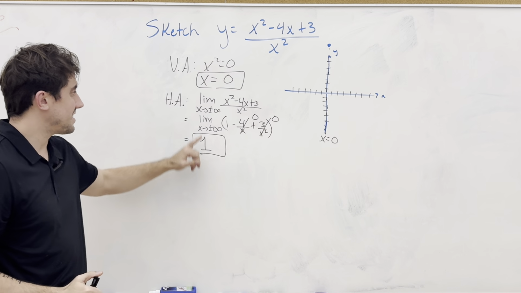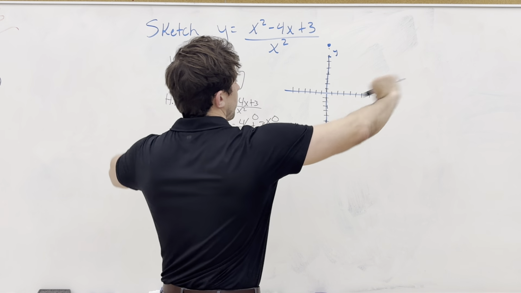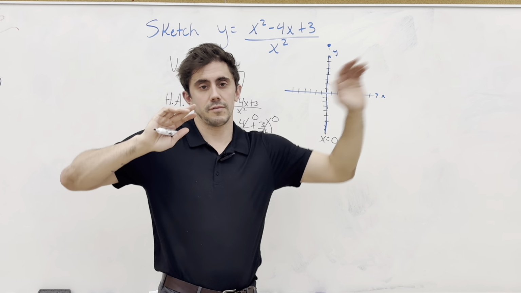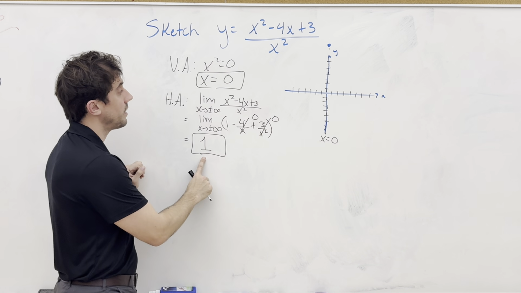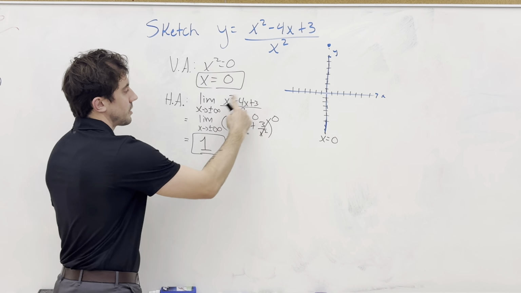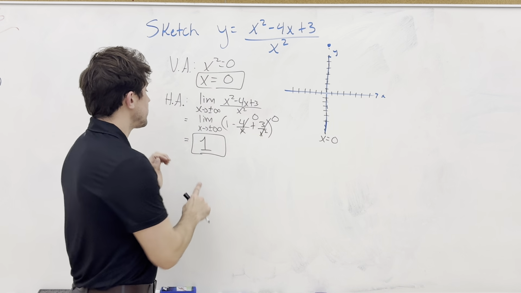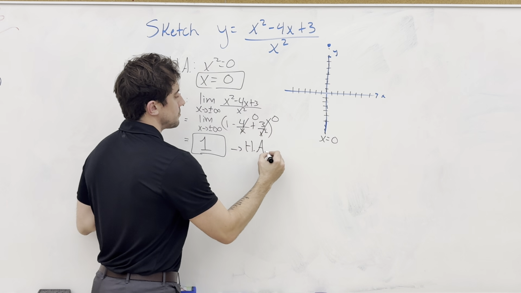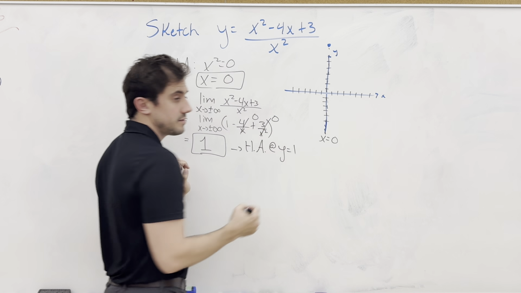The limit as the x values get really, really big, that is the end behaviors of our function, far to the right, far to the left, is going to be a y value of 1, right? Because after all, our expression here is our function for y. And so that means that we get a horizontal asymptote at y equal to 1.